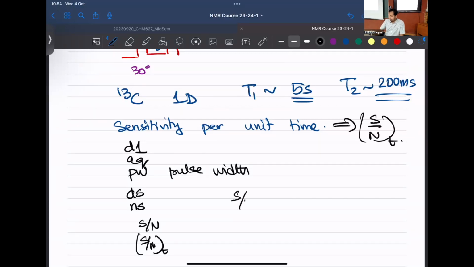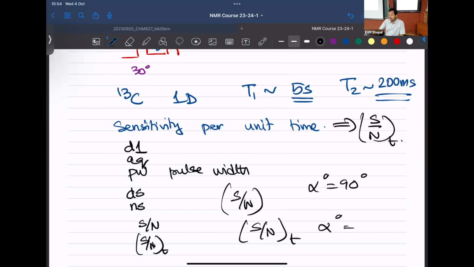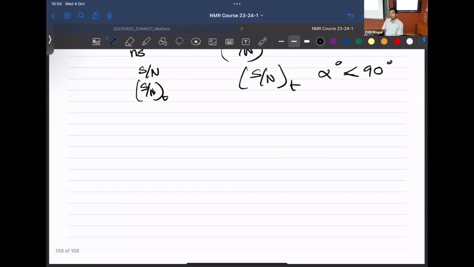Although signal to noise for a single scan experiment will be highest for a 90-degree pulse, interestingly, the signal to noise per unit time might actually be higher for an alpha that's less than 90 degrees. So be aware of it. Because you might want to repeat the experiment with shorter D1, shorter acquisition time, and other parameters to make sure you get the data. I want to stop right here.